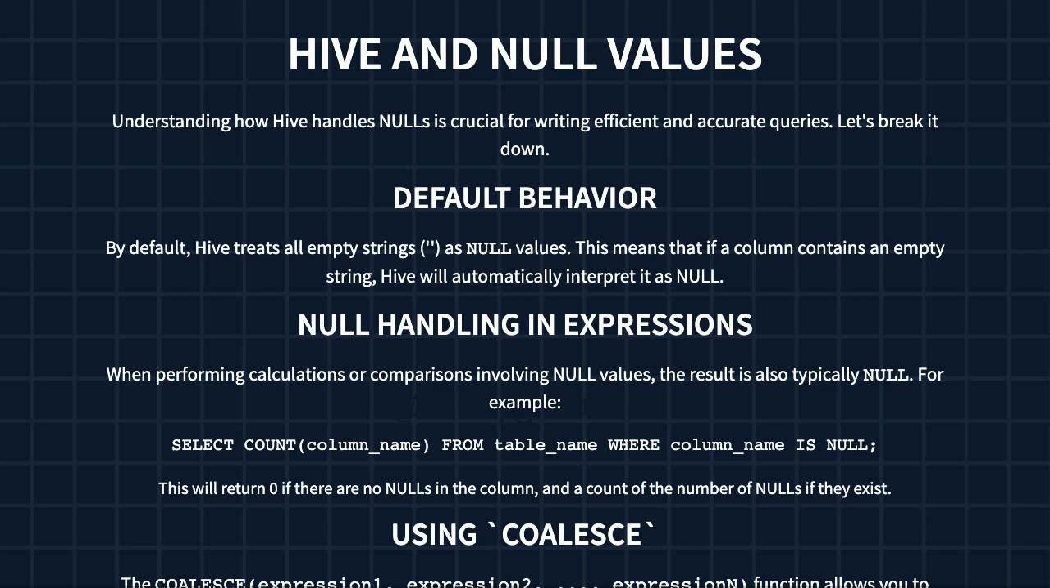Coalesce lets you provide multiple fallback options. It returns the first non-null value. Ifnull is simpler, taking just two arguments, the expression to check and a default value to return if it's null. Both are super useful for making your Hive queries more robust when dealing with missing data.